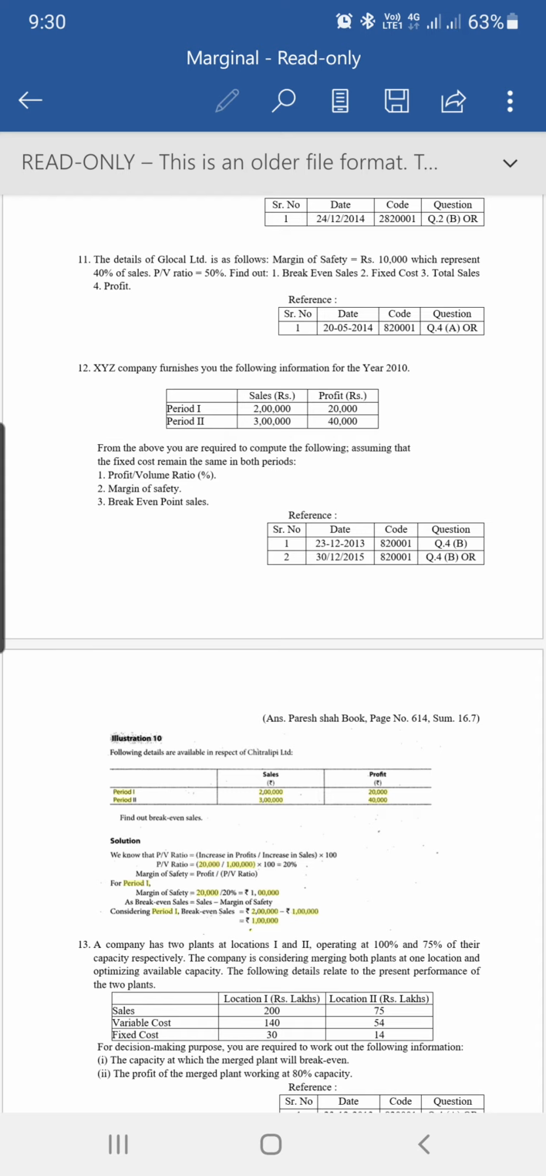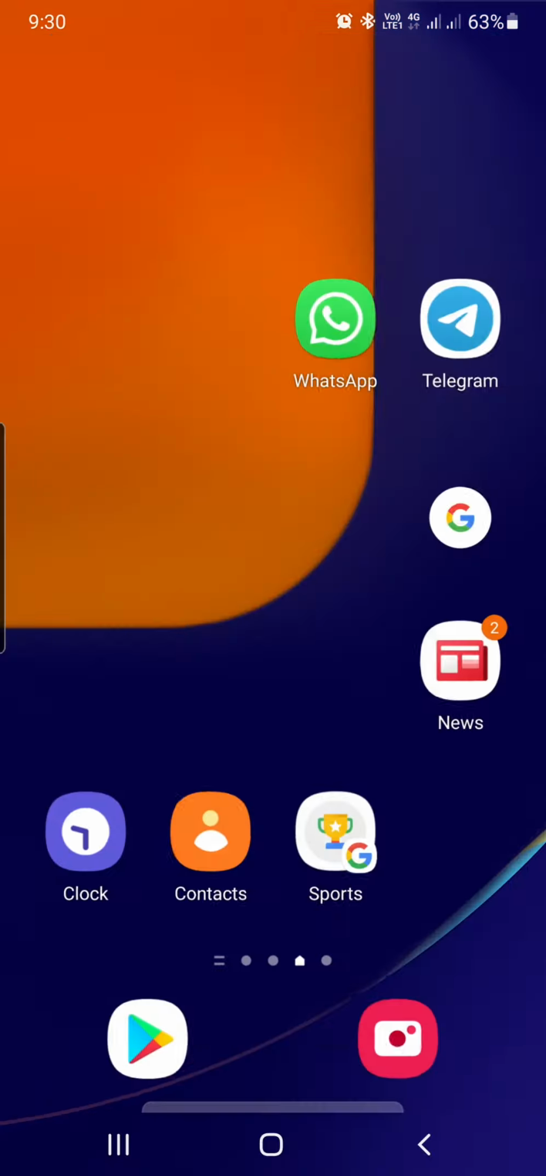Right here, break even sales is not given, it has to be found out. Margin of safety is given already. Right, let's check out the solution.